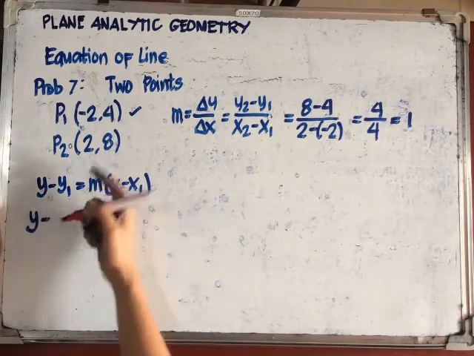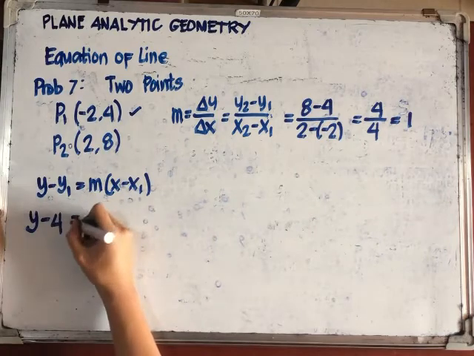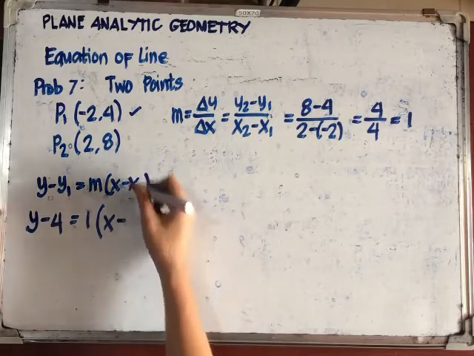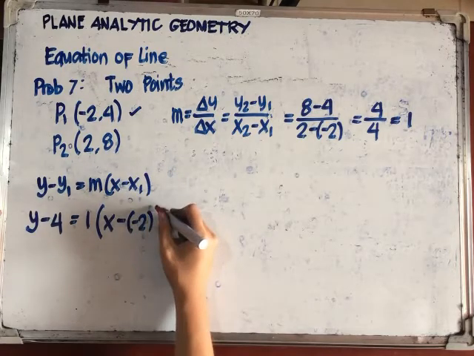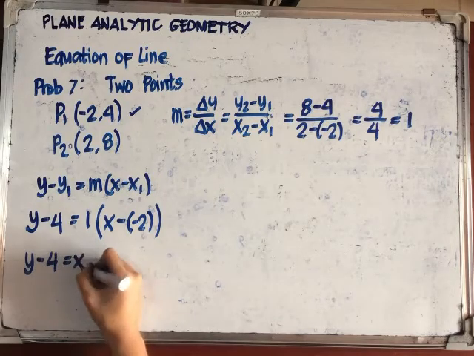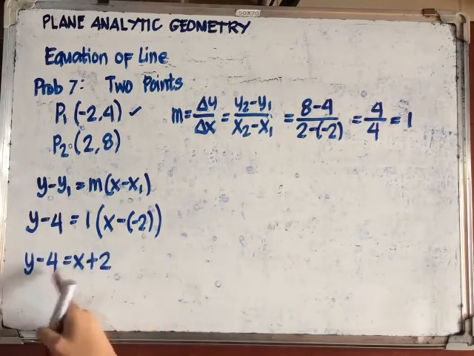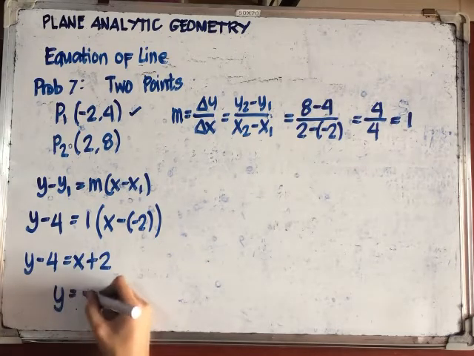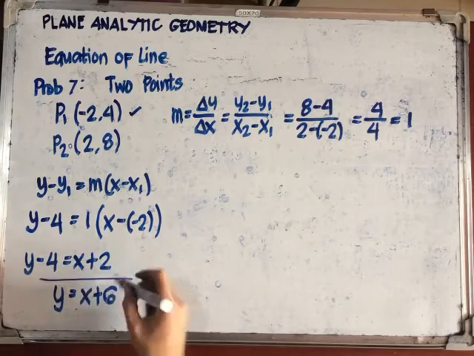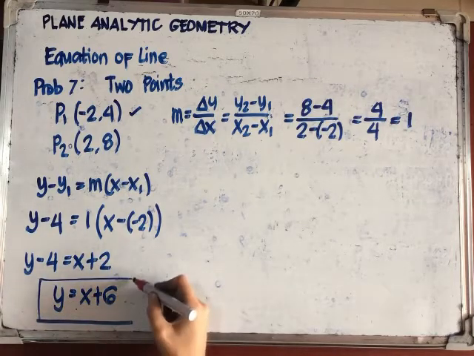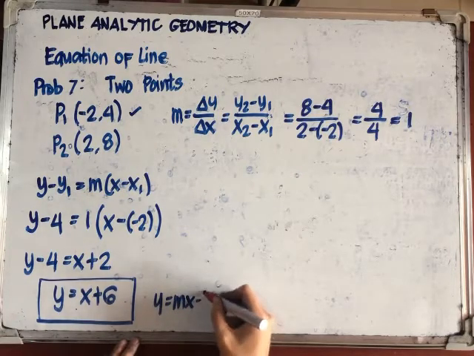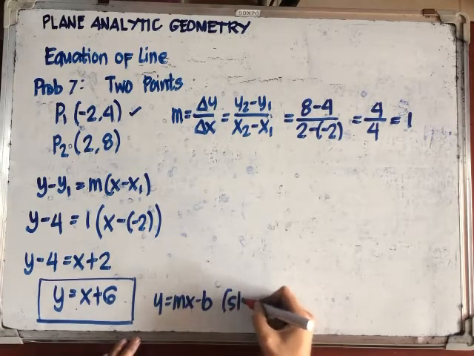So you have y minus y1 of 4 is equal to 1, the slope, times x minus x sub 1, negative 2. That is y minus 4 is equal to x plus 2. So I move this to the other side, and you have y is equal to x plus 6. You can express it into this form, and we call this form y equals mx plus b our slope-intercept form.